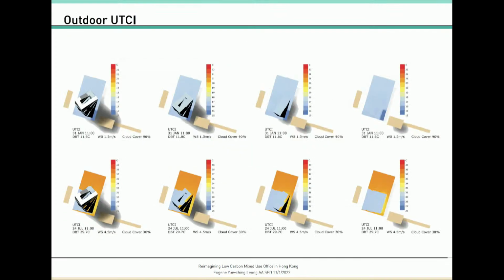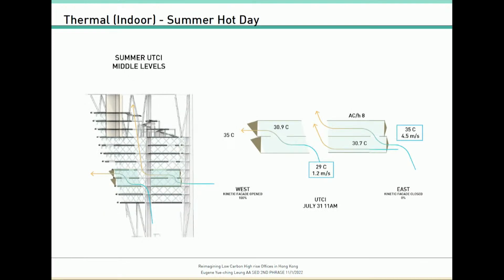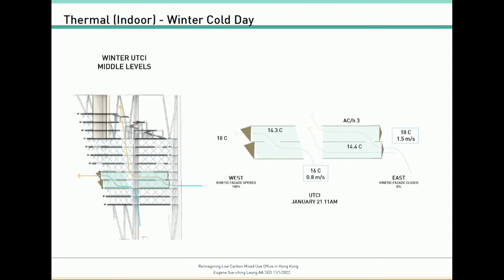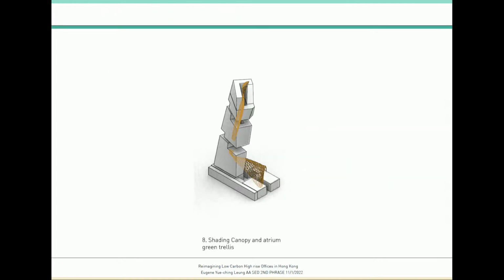And a quick simulation study on UTCI on outdoor areas on the hottest and coolest days of the year. With the kinetic facade operated on the middle levels on the hottest day of the summer, you can see the operative temperature inside the space can remain at around 30.7 to 30.9 degrees with the introduction of ventilation, which is within the comfort zone. And in winter, the operative temperature stays around 14 degrees in all sites.